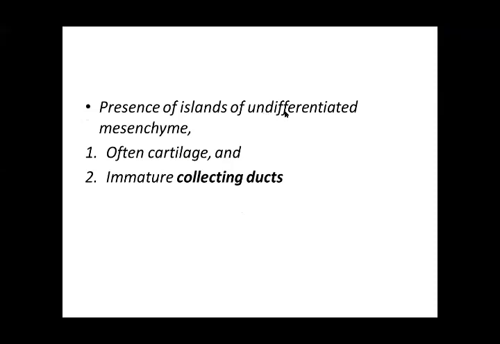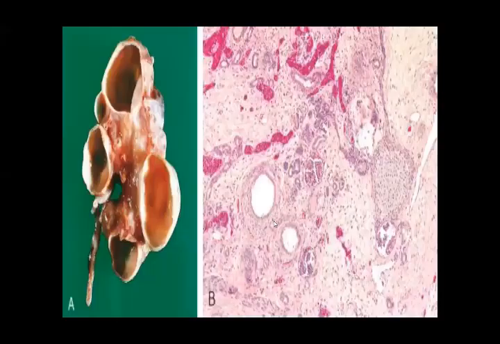Presence of islands of undifferentiated mesenchyme, cartilage, and it could be immature collecting ducts. You can even see immature collecting ducts, so there are mature and immature collecting ducts. You can see here compressed epithelium, right? This area is compressed epithelium, and this area has got columnar epithelium. And there is dysplasia like cartilage. You can see chondrocytes, islands of chondrocytes, and you can see other tissues as well. Numerous blood vessels can be in the phases of maturation.